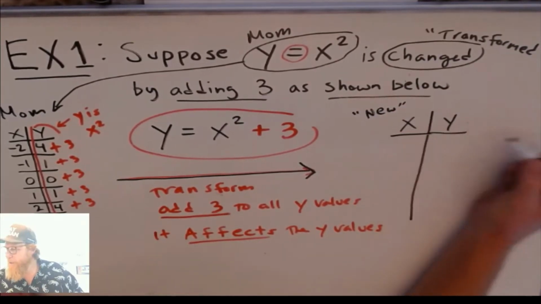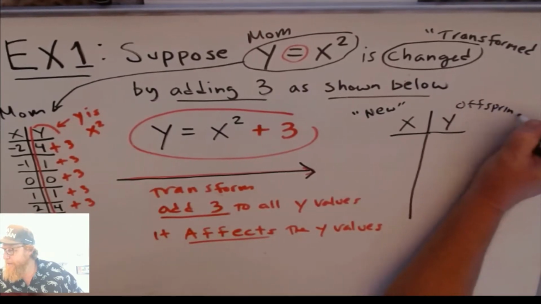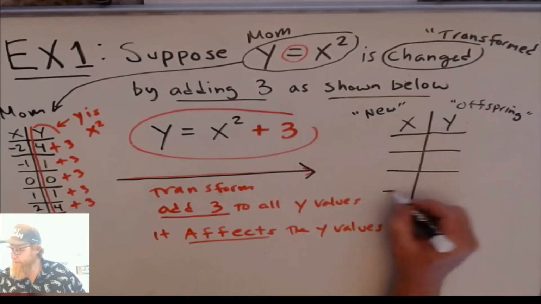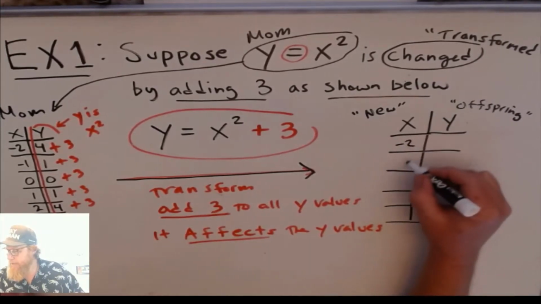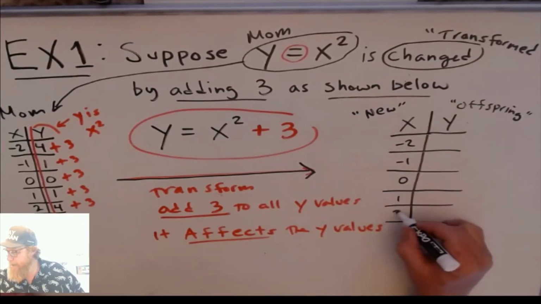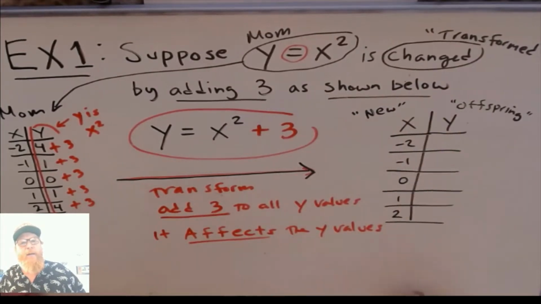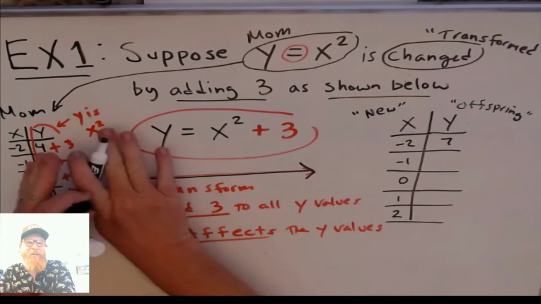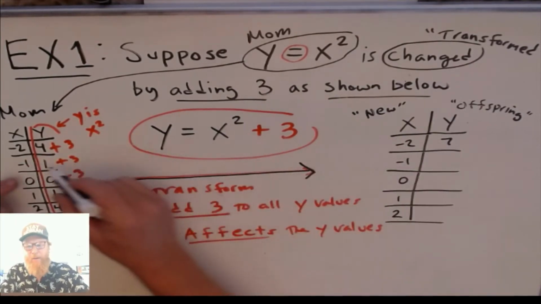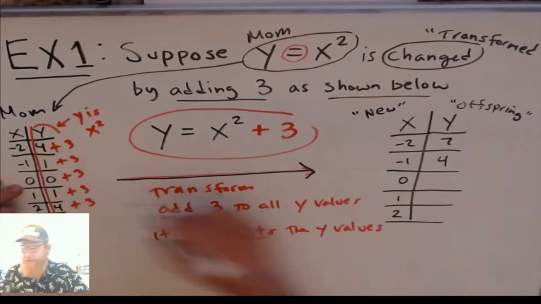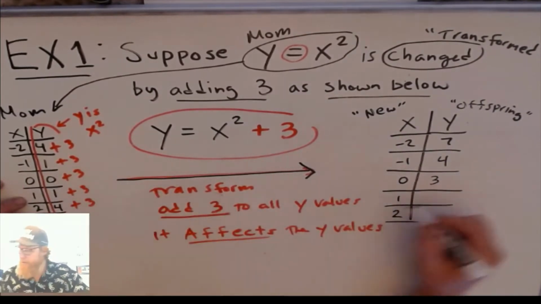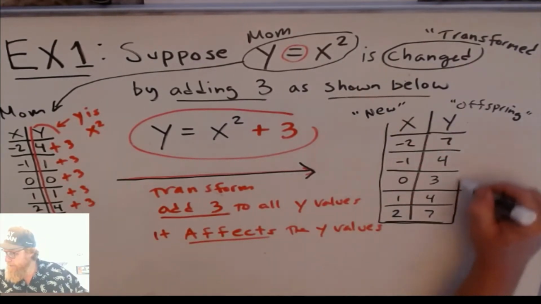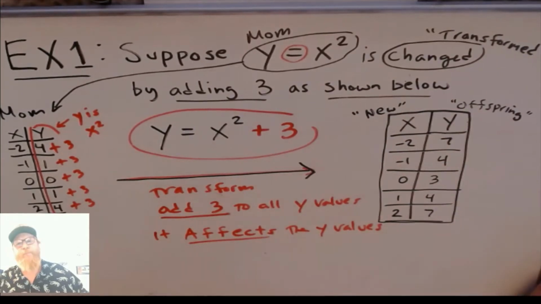Sometimes we call it the offspring. It's the child, or the offspring, of the mother function. Notice the x values have not changed, so keep them exactly the same. And then now you have your new y value. So 4 plus 3 is 7. Sometimes you put these right next to each other, but I'm trying to use up my board here. So 1 plus 3 is 4. 0 plus 3 is 3. 1 plus 3 is 4 again, and then 4 plus 3 is 7 again. So this is your new transformation table. Okay.